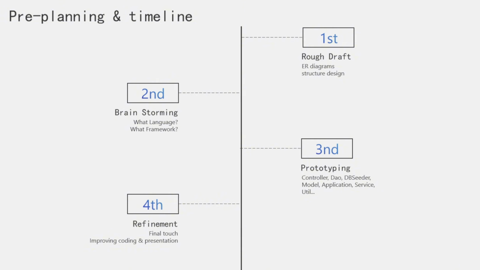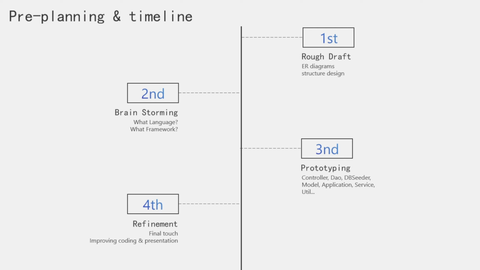And for the second phase, we brainstormed. We checked out what language we want to use. We checked out Python, we checked out Java, and we checked out Kotlin. Kotlin is a Java-based language. It's extremely similar, and you can run Java code in Kotlin projects.